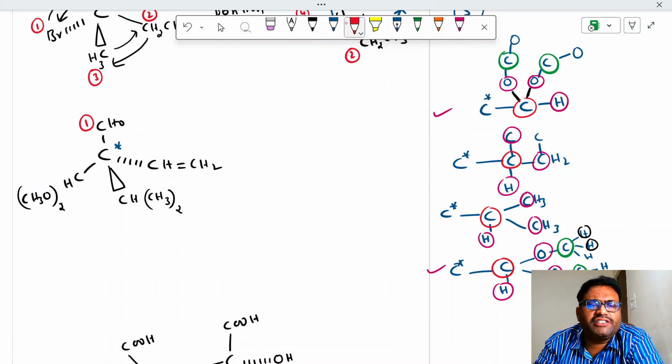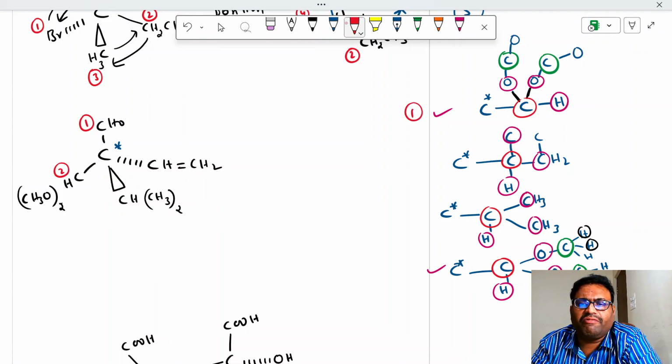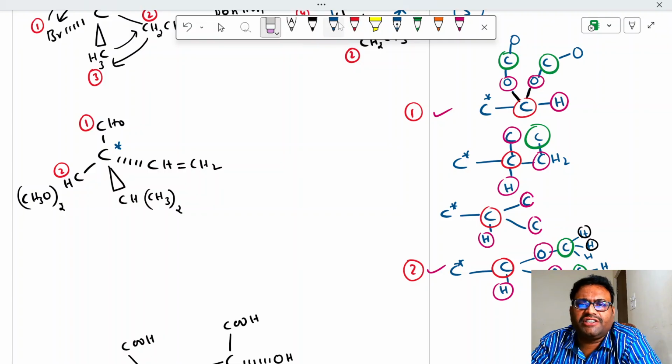Okay, next priority is here, priority number 2. This has priority number 1, priority number 2. Next, among these two, let us see. First attached atom is carbon. The next attached atoms: carbon, carbon, hydrogen; carbon, carbon, hydrogen. But what about here? Here the difference arises. See, here you are writing CH3, C, H, H, H. Here H, H, H. Right?